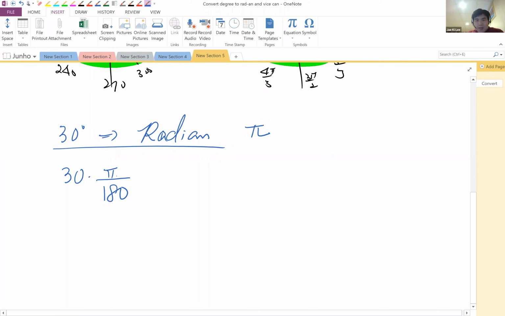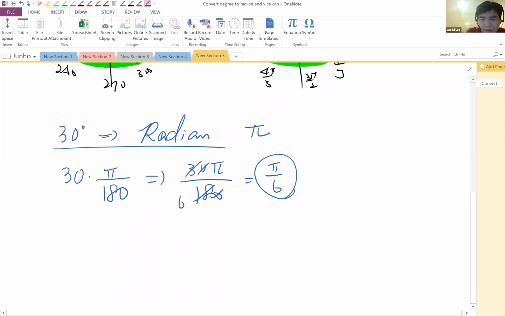As you see, pi and 180 are the same value whenever the radius equals 1. And then you simplify, and this becomes 30 pi over 180, so that becomes pi over 6. Make sense?